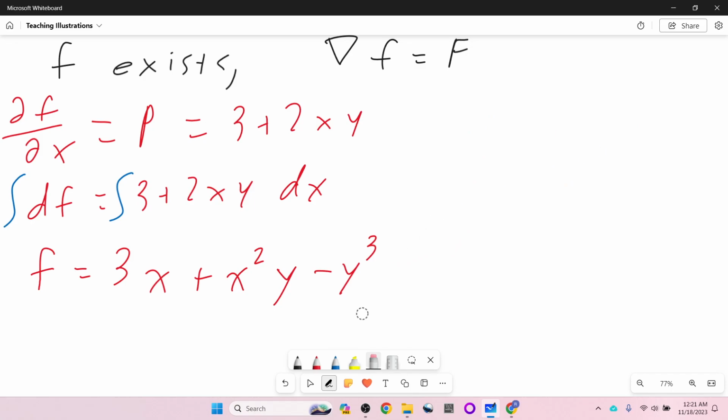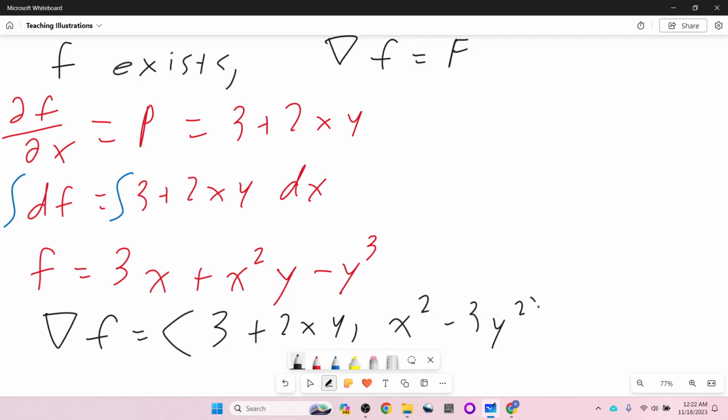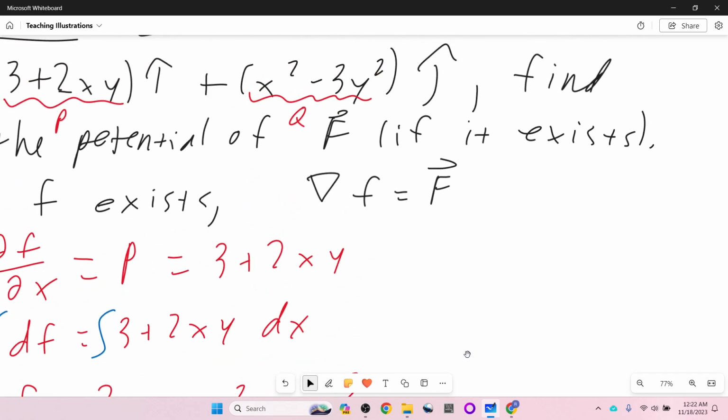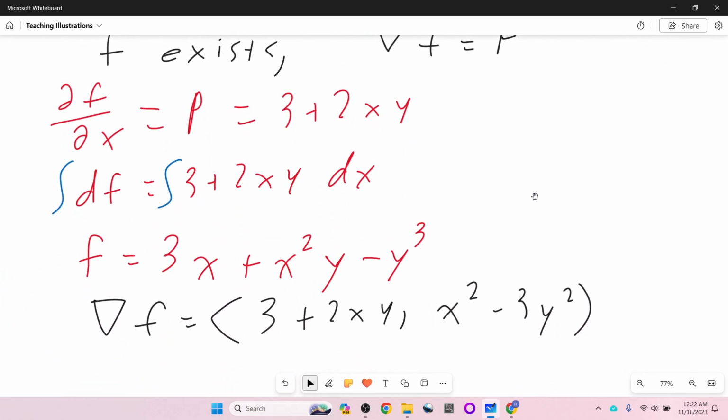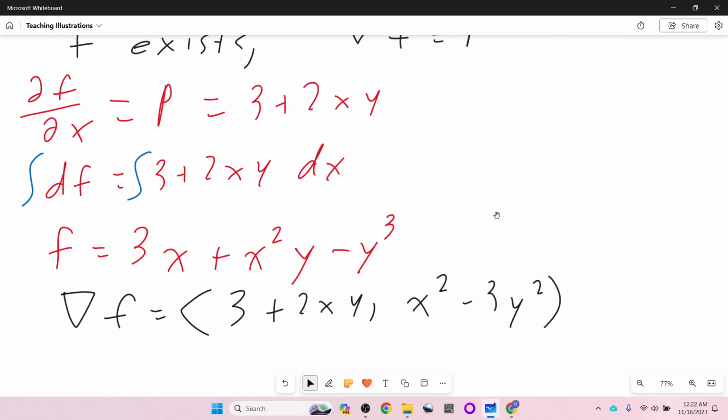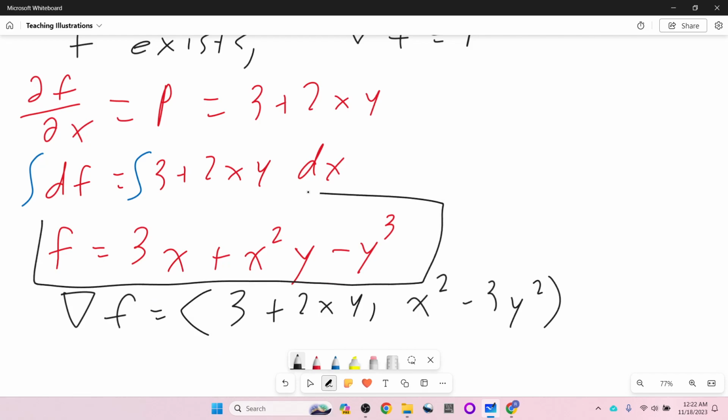Let's test this then. What is the gradient of f here? Well, the x derivative, we do 3 plus 2xy, and the y derivative would be x squared minus 3y squared. Is that what we started with? Yes, it is. So we're done. We found it. That's our potential function.